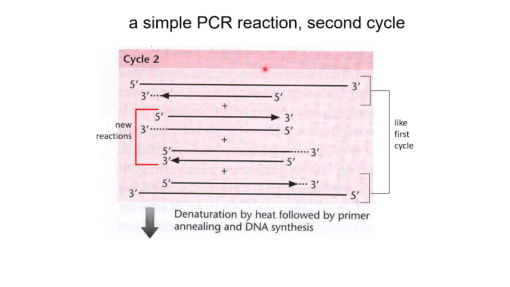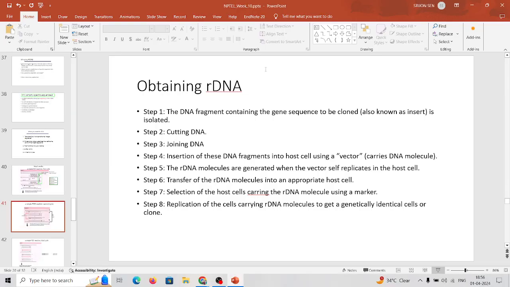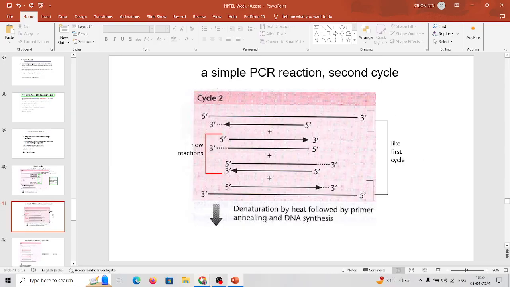So this PCR reaction is used for amplifying your target sequence, and then you do the cloning process. I guess that much is good enough about the recombinant DNA technology. If you have any questions, you can go ahead with asking me.